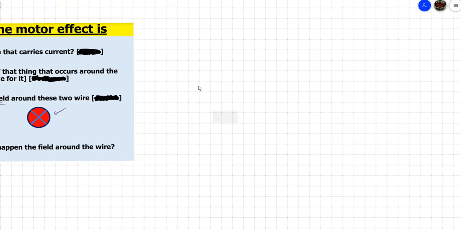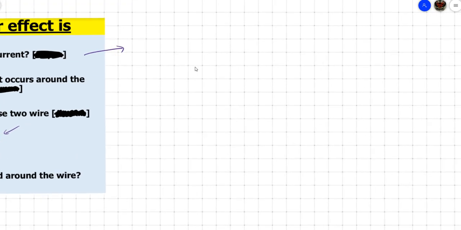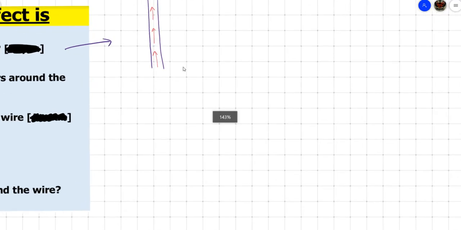Now, for the first one, we have a wire. Let me draw a piece of wire like this. So the wire is going up. Inside the wire we have current flowing. Let's say current is going upwards in this case. I'll label this I for current. So current is going up.